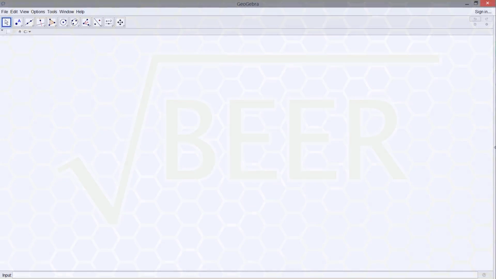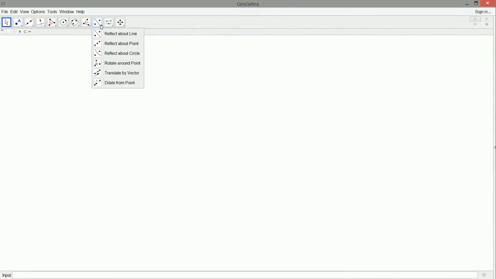In our last video we saw how to reflect a point in a line. We were using this GeoGebra tool. And now we're going to be thinking about how we reflect a point in a point. And it's almost the exact same thing.